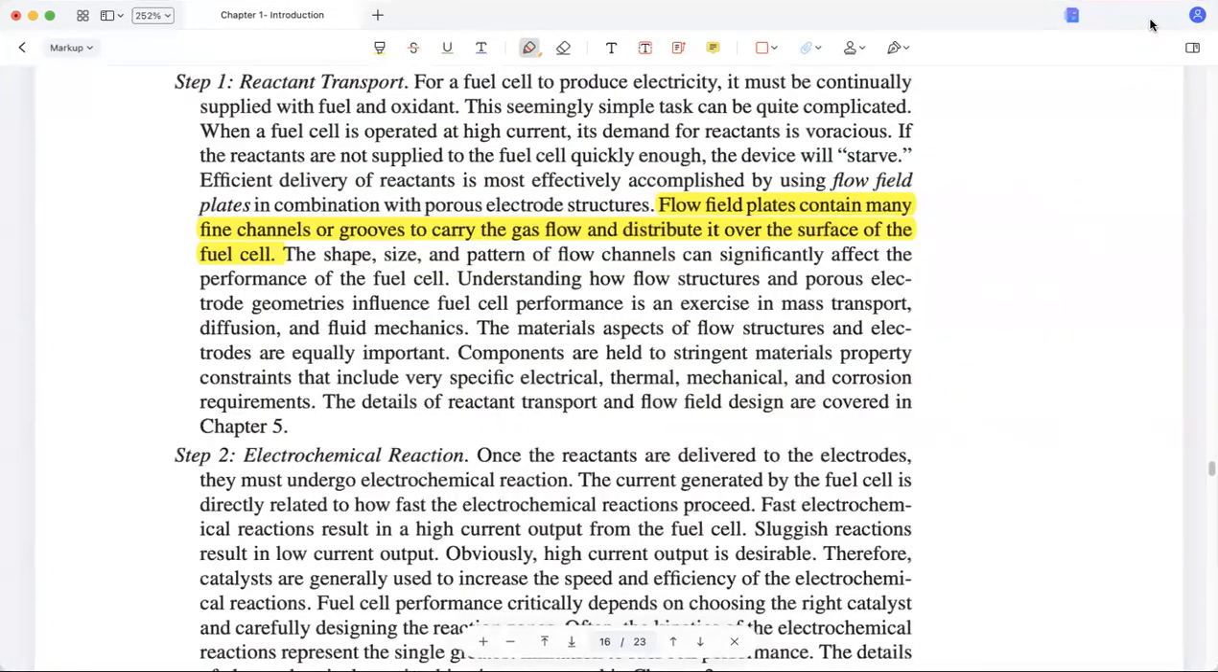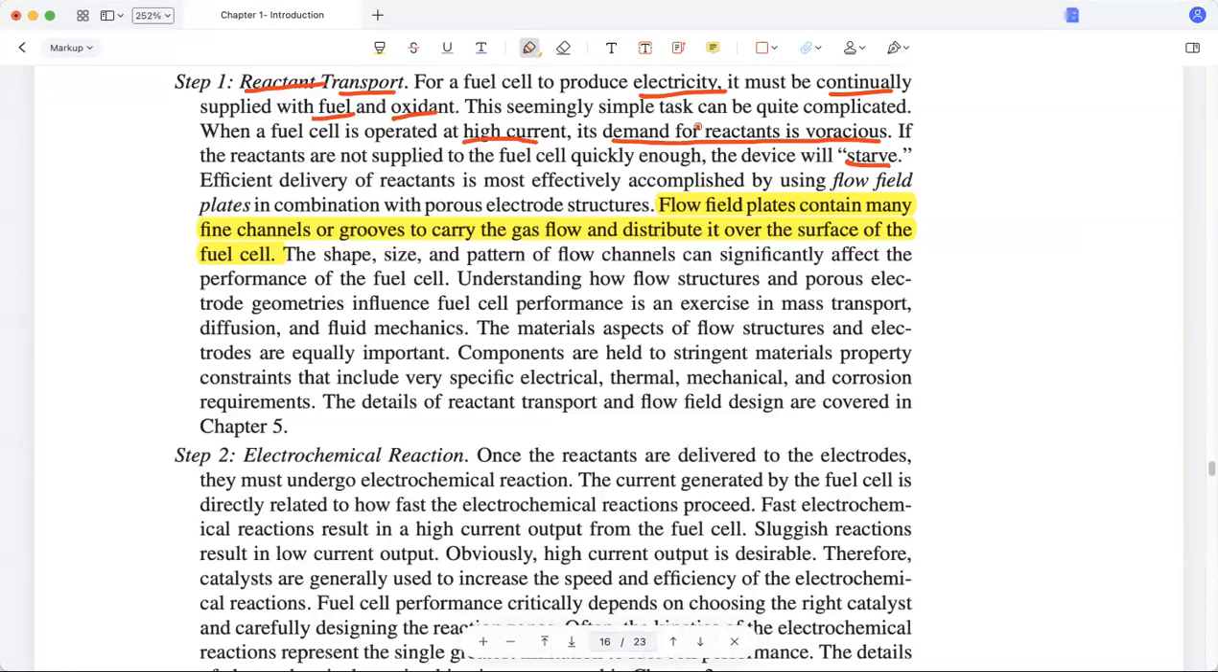So now we will briefly go through the steps involved in a fuel cell system, and then as we move on with the lecture series, we will study each of these steps in detail. So the very first step is reactant transport. For a fuel cell to produce electricity, it must be continually supplied with fuel and oxidant. This seems a simple task, but it can be quite complicated. When a fuel cell is operated at a high current, its demand for reactants is voracious. If the reactants are not supplied to the fuel cell quickly enough, the device will starve.